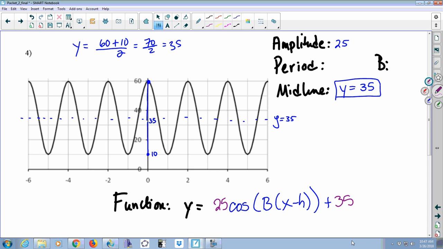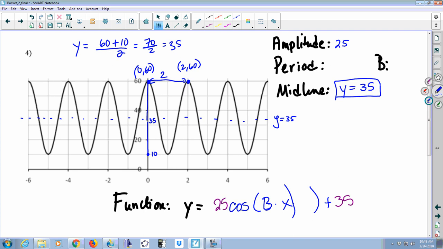Okay, we're almost home. All right. Do we have any shift? No, cosine starts right up at the top. So h is 0. So I'm just going to take that all away. Now all I have is b times x, whatever b is. We just got to determine b. All right. So we look between any point on our cycle to its end point. I always like, if I can, to use the peaks because those are easily identifiable. So I begin at 0, 60, and I end at, or begin my new cycle, however you want to think about it, pi, 60. So my period is pi.